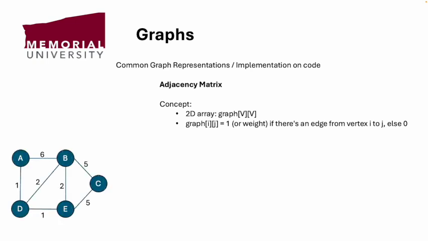For example, this graph is a weighted graph. How can I use a 2D array to represent this graph?